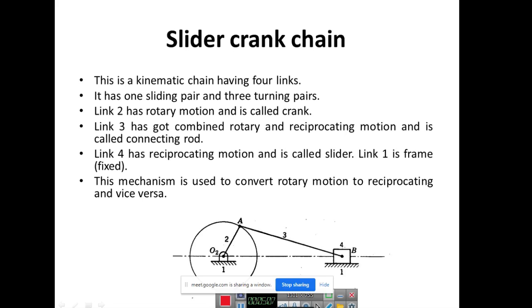Link 3 is the connecting rod, which combines the rotary and the reciprocating motion. Link 4 has the reciprocating motion and is known as the slider. The slider reciprocates in this direction, along this axis line shown here. Link 1 is the frame that is fixed here at the bottom. So this mechanism is used to convert rotary motion into reciprocating motion, or reciprocating motion into rotary motion.